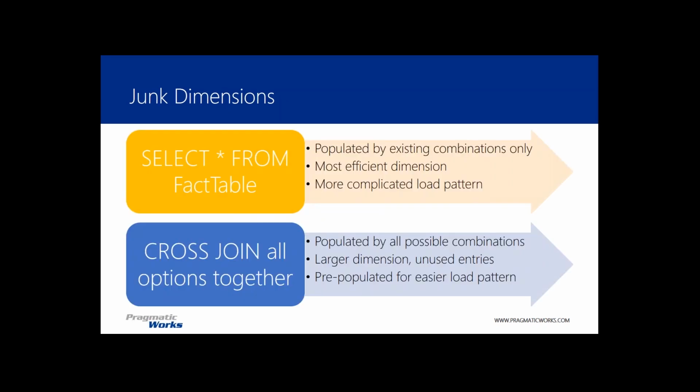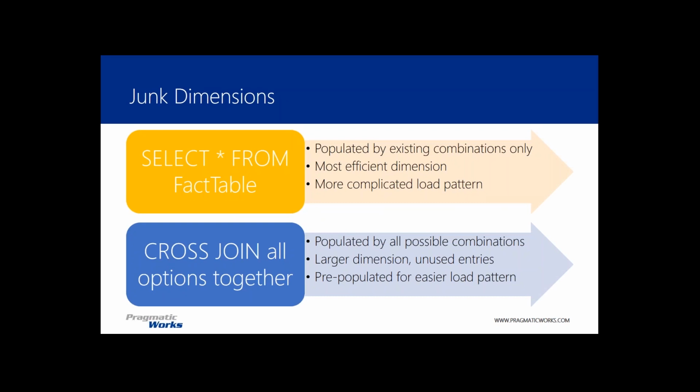So we have two ways to load this. One is we only pull in the combinations that appear in our data. That's going to keep our dimension a little bit smaller, so it's going to be a more efficient dimension, but it does complicate your loading pattern a little bit because you have to look at the data coming in and make sure that you have all the combinations from the new data that's coming in, as well as all the existing data in your fact table, to make sure you account for all those combinations in your dimension as well.